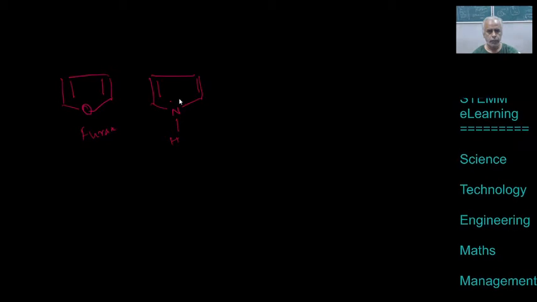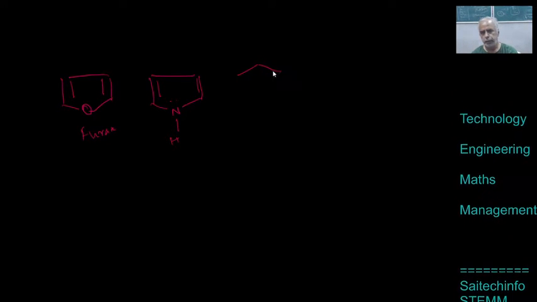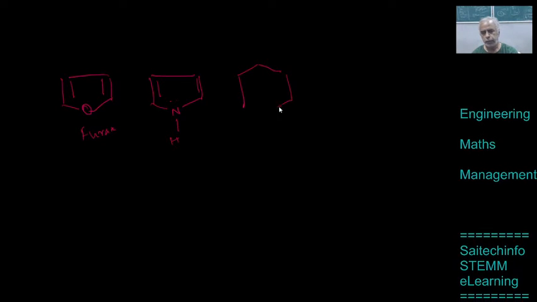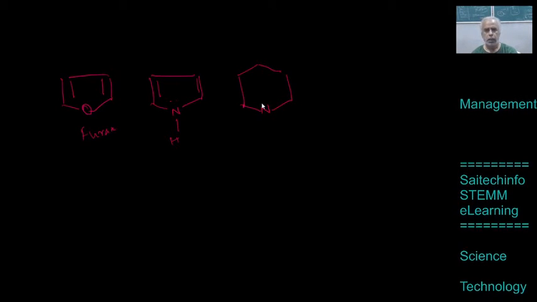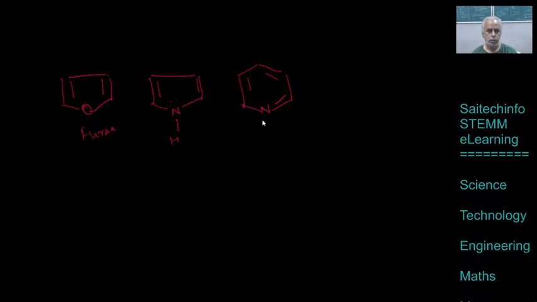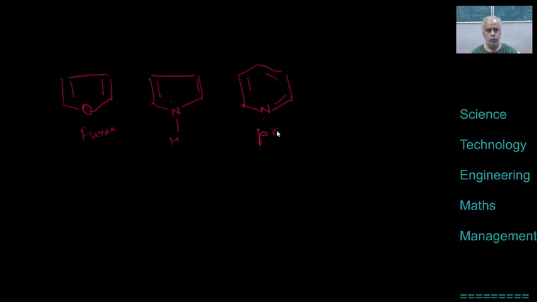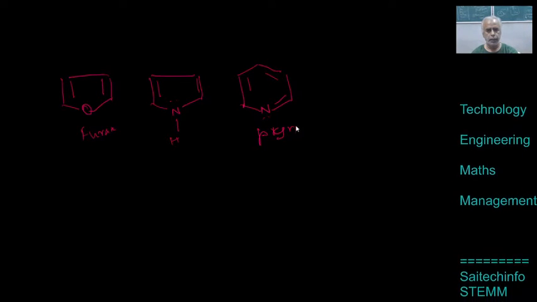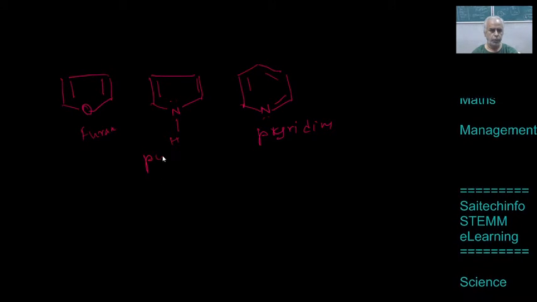And there is a pair of electrons here. And you have pyridine. It is something like benzene, but you will have one carbon replaced with nitrogen. Now you will have a structure like this. So this is known as pyridine. Take down PYRIDINE. And this is pyrrole, PYRROLE.